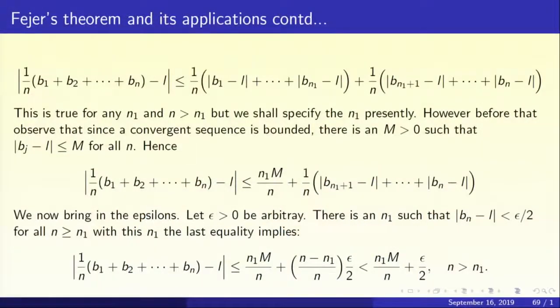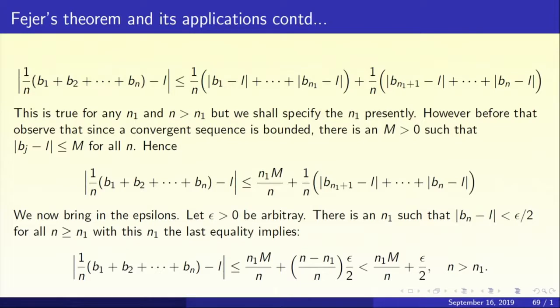Hence, look at the first piece, 1 upon n times mod b1 minus L plus etc. plus mod bn1 minus L. Together all these things are less than n1 m upon n. b1 minus L, b2 minus L, absolute value, they are all less than or equal to m. So, you get n1 m upon n. The second piece, 1 upon n into mod bn plus 1 minus L plus etc.